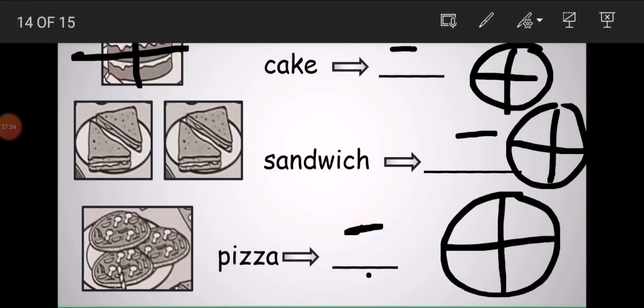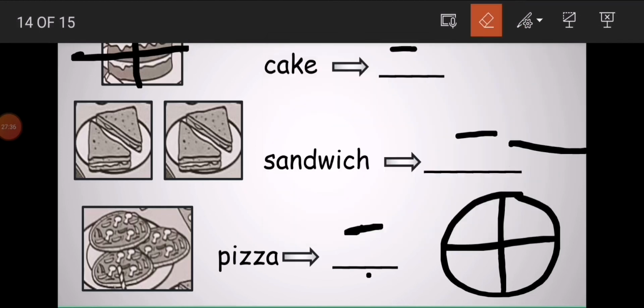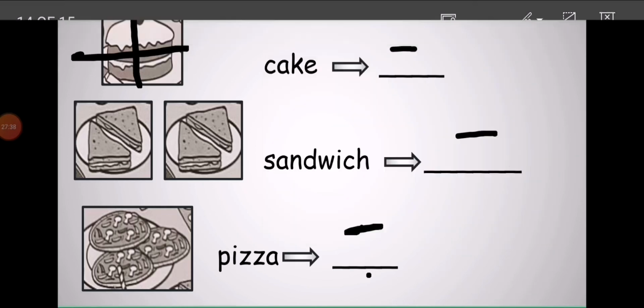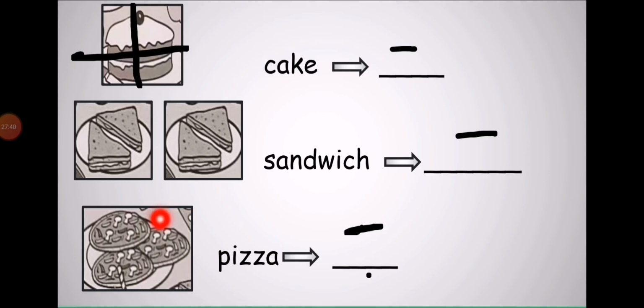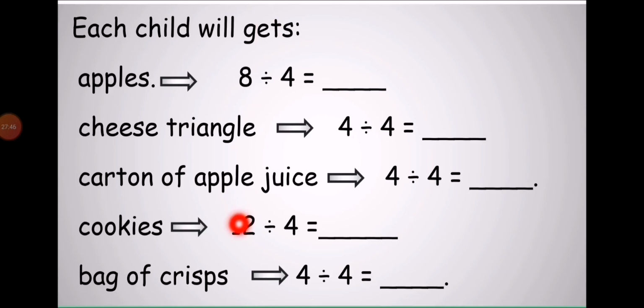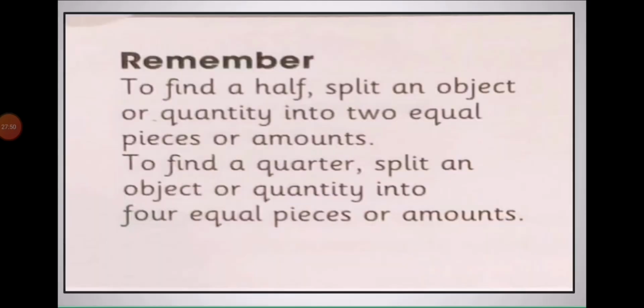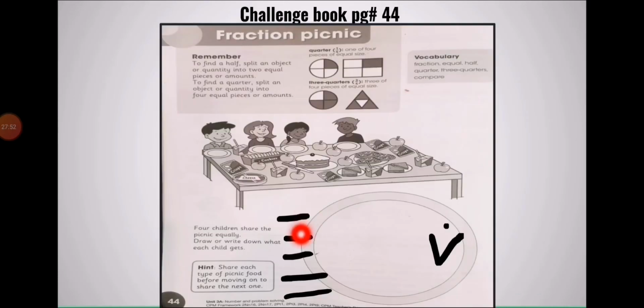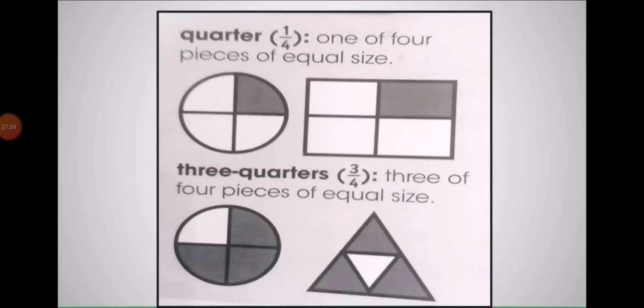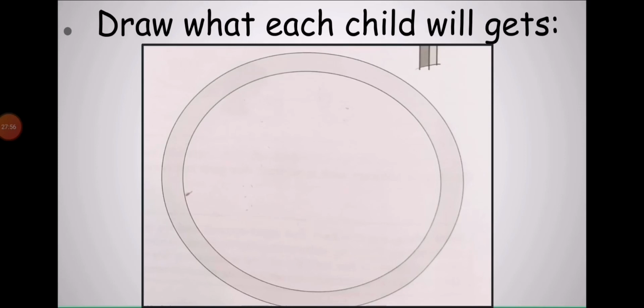So in that way you will write the fraction here. Don't draw these things just for your example. You only write this part, sandwich, cake and pizza, and write these number sentences. Apple, cheese, triangle, write them properly at the side of your page. Here, and here you will draw how much each will get, how much 1 person will get.